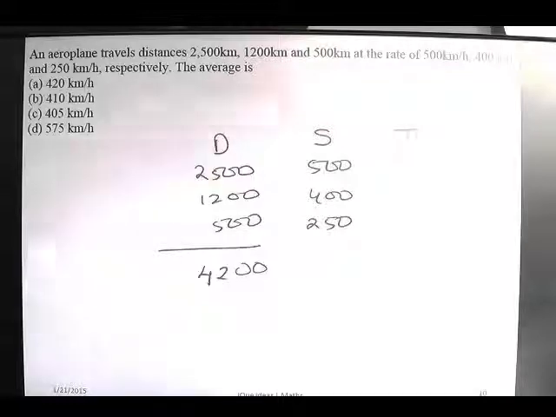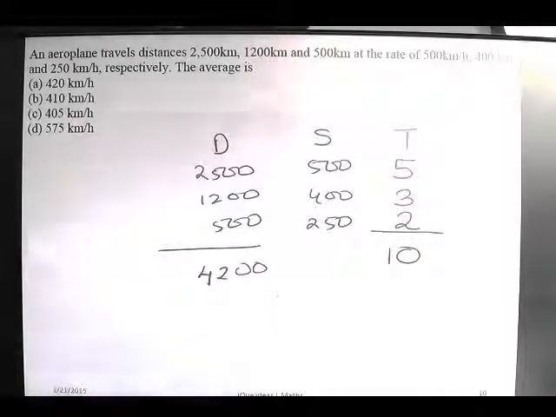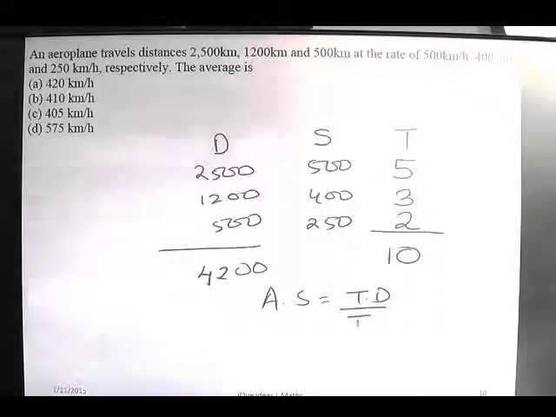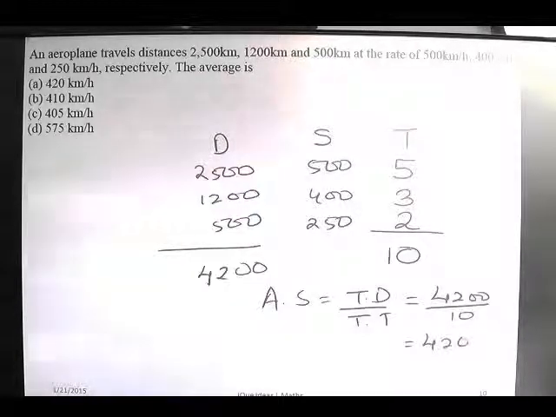So to find out the times, if 2500 kilometers was traveled at the rate of 500, time spent was 5 hours. In the second case 3 hours, in the third case 2 hours, which makes the total time of 10 hours. So the average speed is the total distance traveled divided by the total time taken, which should be 4200 divided by 10, which in this case works out to 420 kilometers per hour, which should be my average speed for the entire journey.